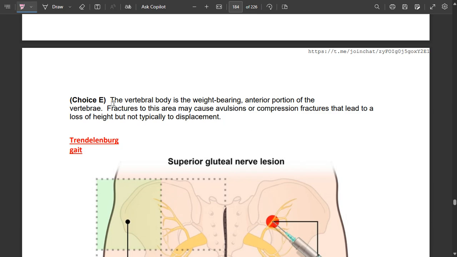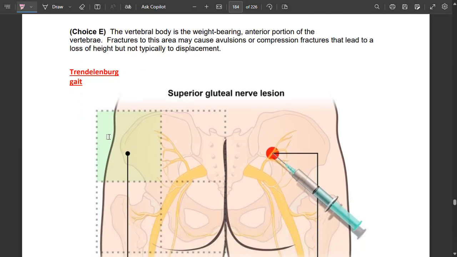The vertebral body is the weight-bearing anterior portion of the vertebra. Fracture of this area causes avulsion or compression fractures that lead to loss of height, but typically not displacement. Okay. Now Trendelenburg gait.